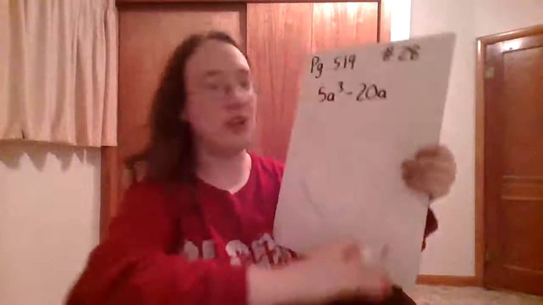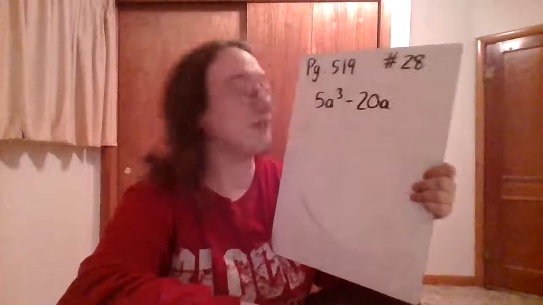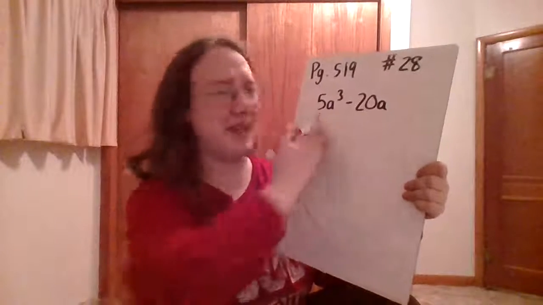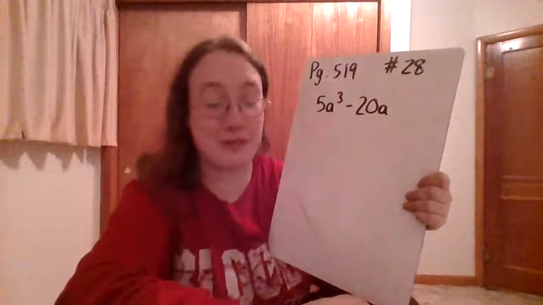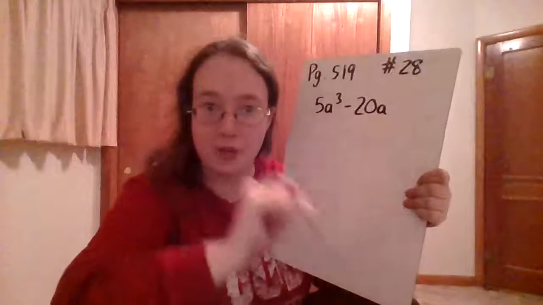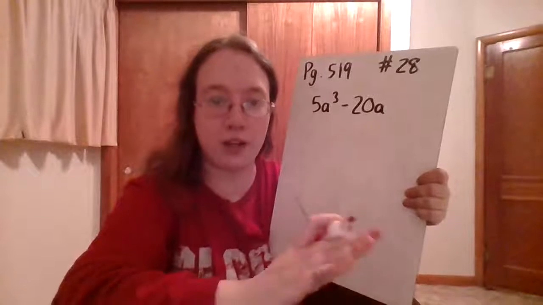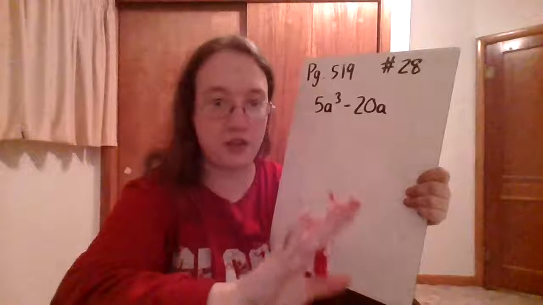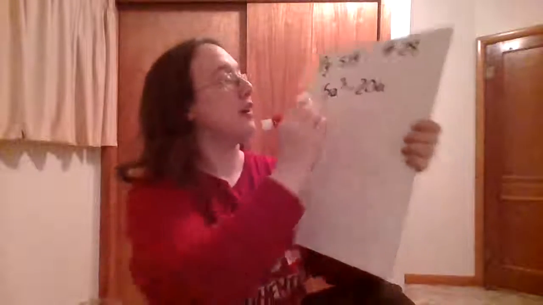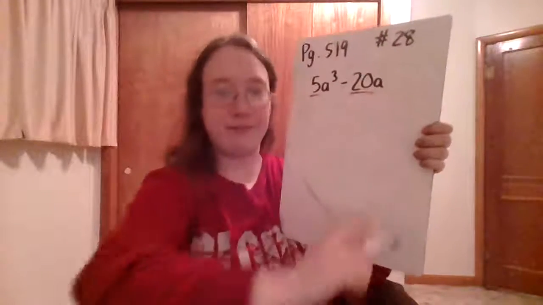All right. So you may notice we can't do that right away with this one, because 5 doesn't have a nice square root, 20 doesn't have a nice square root. That's not even an a squared or an a to the fourth or anything we can do that with. So we have an extra step at the beginning here. We're going to look for anything that we can take out of both of our terms before we start factoring it. So what goes into both 5 and 20?